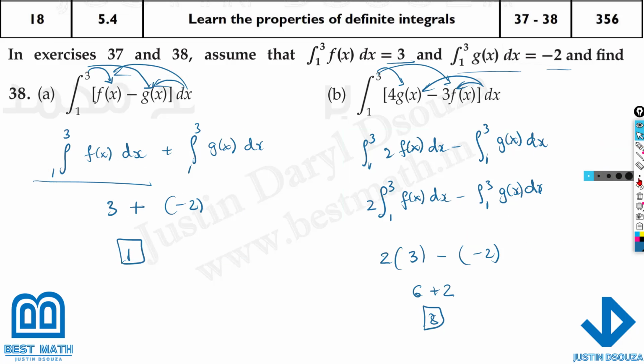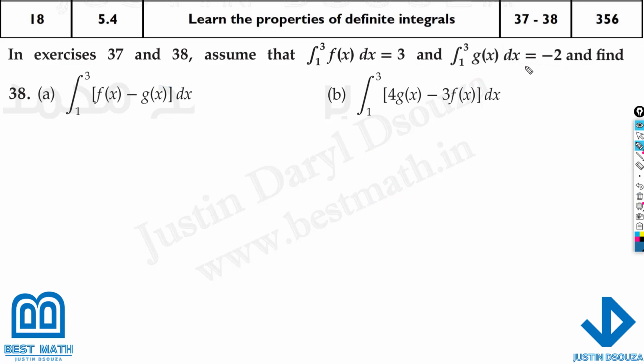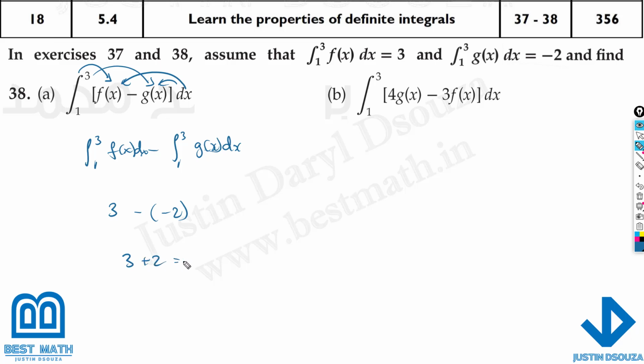First one is 1, 8. Please do try these by yourselves. You can pause the video now, solve it, and then continue. I hope you tried by yourselves. Now again, it's the same thing. Multiply these over here. Integral 1 to 3 f of x minus integral 1 to 3 g of x. dx is there for both the terms. And the first value is 3 minus of minus 2. And here it will be 3 plus 2, that is 5.